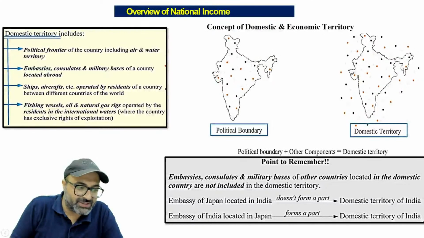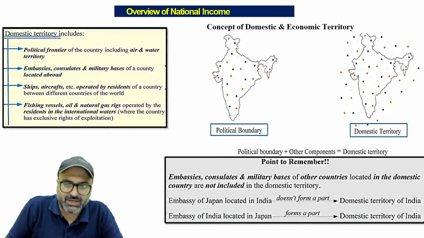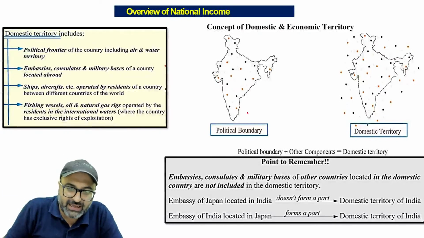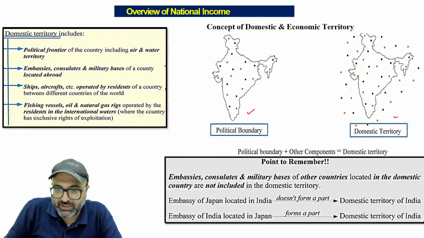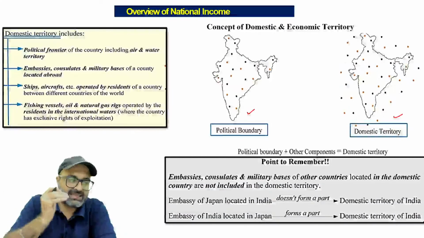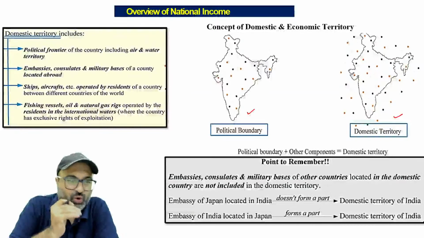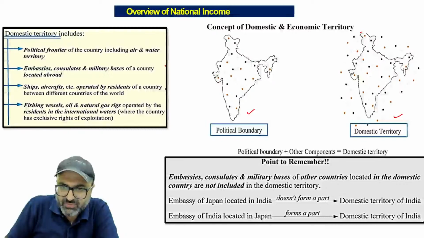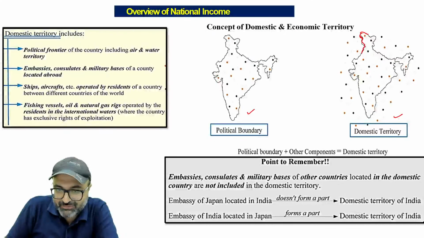I would like to discuss a very important concept, that is domestic territory. As you can clearly see on the screen, one, we have political boundary, other we have domestic territory. So what does it basically mean? See, domestic territory includes what? Domestic territory obviously includes the land, I would say the area under the map. This is the physical map we have. So the entire area inside the map is domestic. That means it is the part of India.